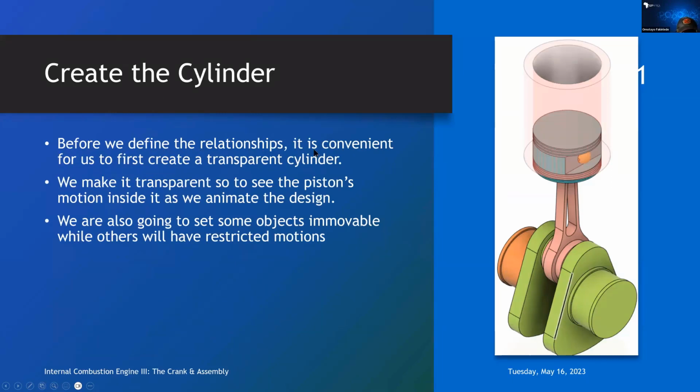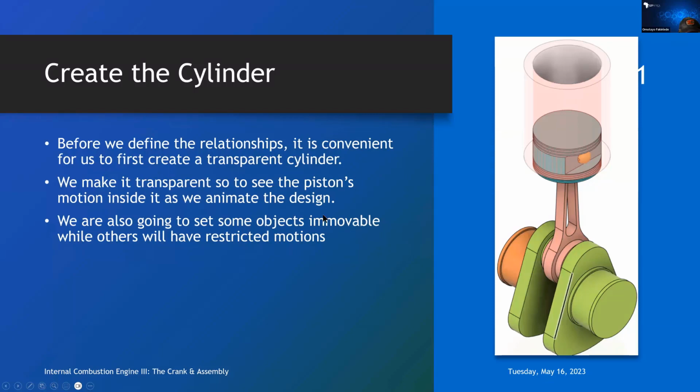Creating the cylinder. Before we define relationships, it's convenient for us to first create a transparent cylinder. That cylinder cavity is the part of the engine block where the piston will be moving up and down. We just represent it now with a cylinder that is transparent. We need that representation to do this demonstration, and we make it transparent to see the piston's motion inside it as we animate the design.